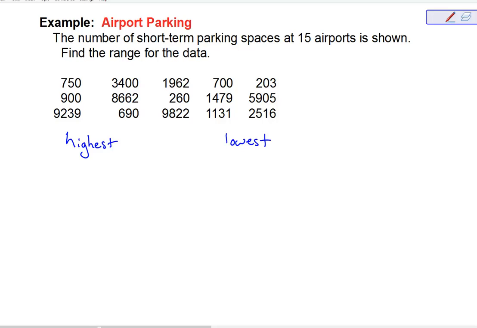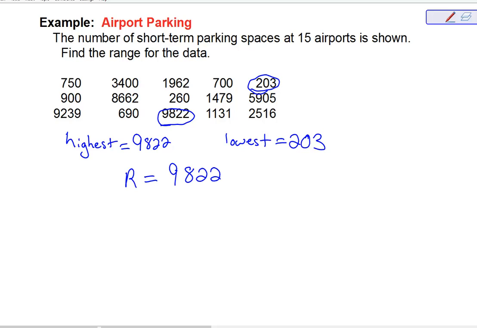Well, looking through your data, 9,822 is your highest value, and it looks like 203 is your lowest value. So our range, again, is our highest value minus our lowest value. So 9,822 minus 203. So the range is going to be 9,619.